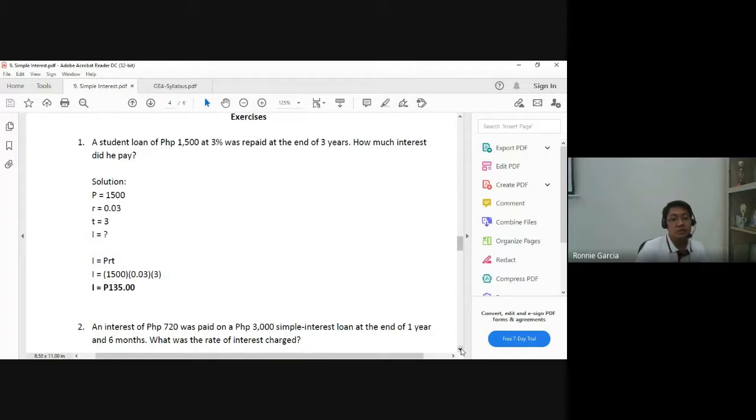An interest of 720 pesos was paid on a 3,000 pesos simple interest loan. At the end of 1 year and 6 months, what was the rate of interest charged? Go. So naa kay gibutang 1 year and 6 months, so dapat ma-convert na nimo into decimal nga year dapat.